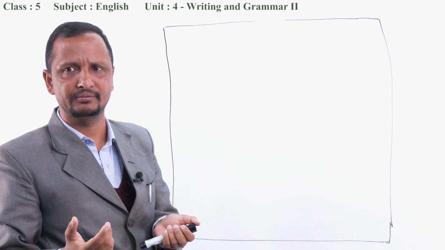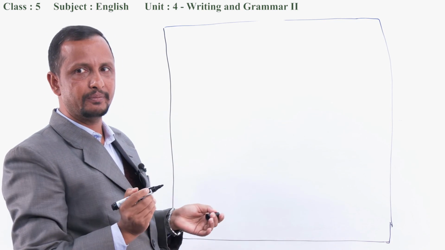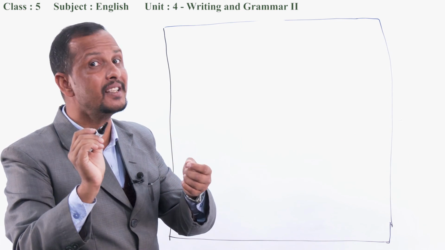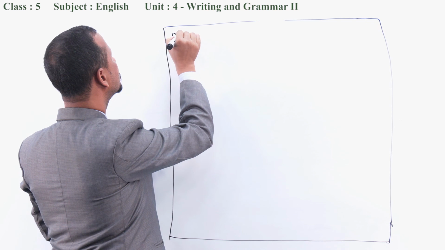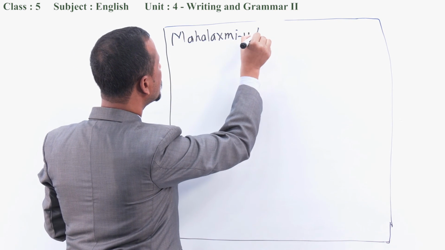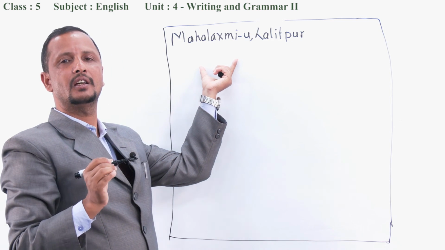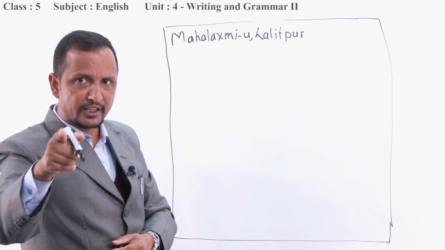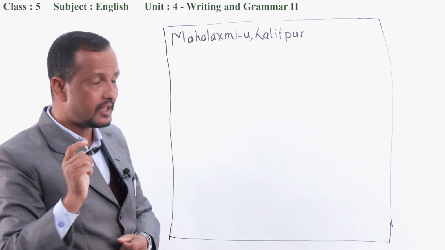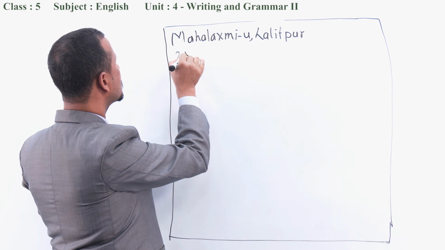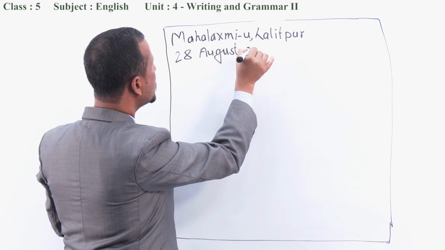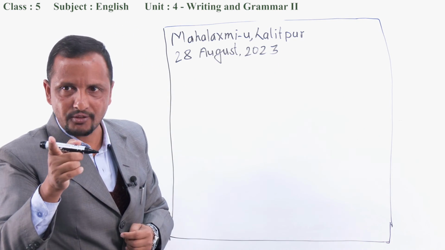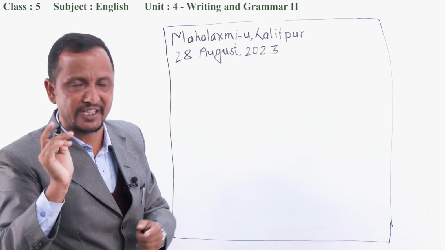Let's go together. So first of all, what do we have to write? First, we have to write the address of the writer, meaning the sender, the one who has written the letter. Now here, let's see. Mahalakshmi, Lalitpur. This is what I have written. This is my address. Yes, you have to write your own address. Now here, 28 August 2023. This is the date, right? Are you writing there? Well, you have also written.